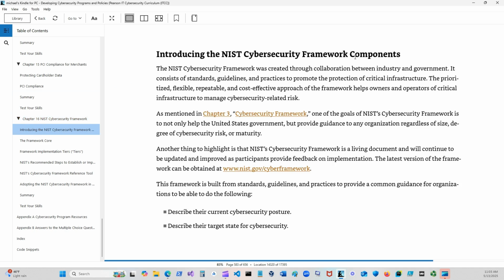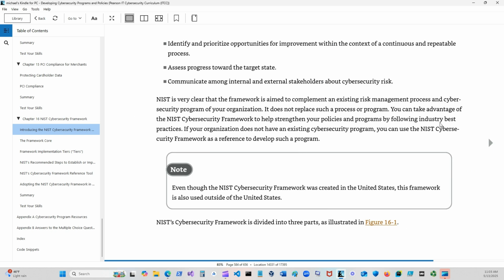Introducing NIST cybersecurity framework components. The NIST cybersecurity framework was created through a collaboration between blah blah blah. I'll start off with history. NIST cybersecurity is a living document. Yes, to describe the current cybersecurity, this framework is built for standards, guidelines, and practices to provide a common guidance for organizations to be able to do the following: describe their current cybersecurity posture, describe their target state for cybersecurity, identify their whatever, whatever.